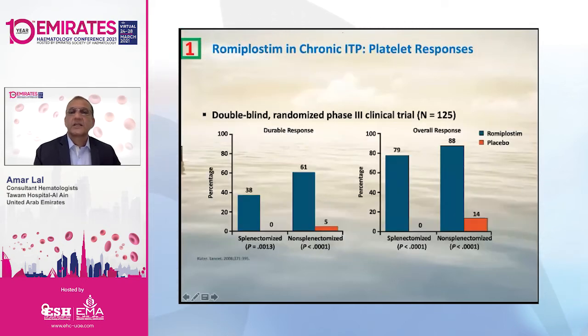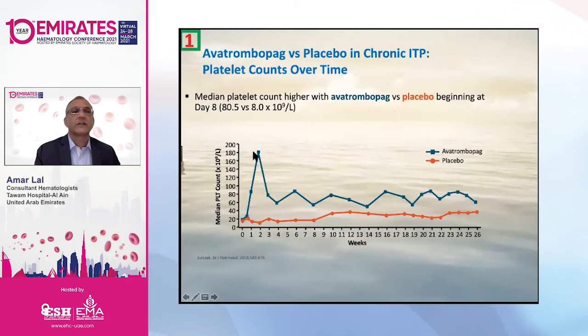Romiplostim has seen a response of 80% in splenectomized patients and up to 90% in non-splenectomized. The durability is about 40 to 60%, up to 60% in non-splenectomized patients, who have durability of the platelet response. What about the other one? The new avatrombopag, the response is there. The durable response data is emerging now.